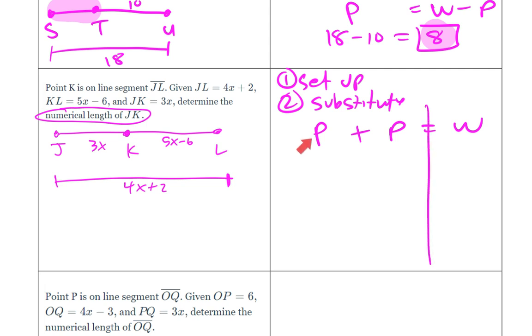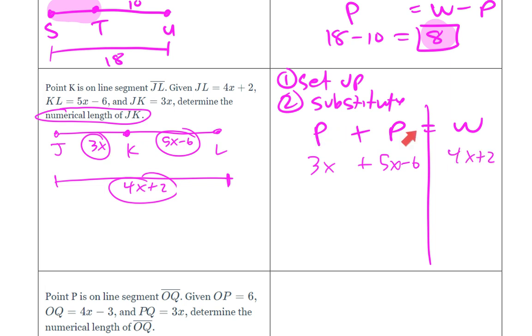So what's the first part? First part is this, that's 3x. Plus, what's our second part? Second part is that right over there, that's 5x plus negative 6. Then our whole thing is that right there, 4x plus 2. So if we set it up, part plus part equals whole, now we just follow our simple steps.